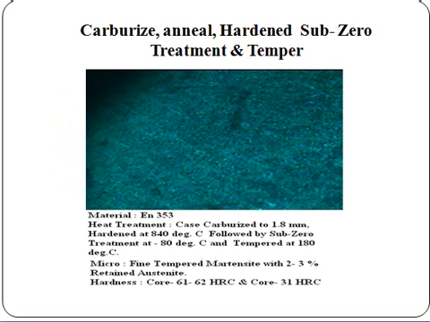Carburized, annealed, hardened, sub-zero treated and tempered. After sub-zero treatment, we took the microstructure of this material from sample pieces. Material EN353, heat treatment case carburized to 1.8 mm, hardened at 840 degrees Celsius, followed by sub-zero treatment. Micro: fine tempered martensite with 2 to 3% RA. Hardness case 61 to 62, core 31 HRC.